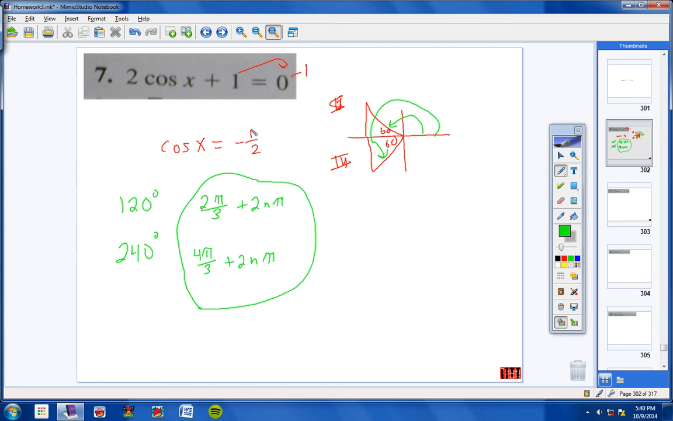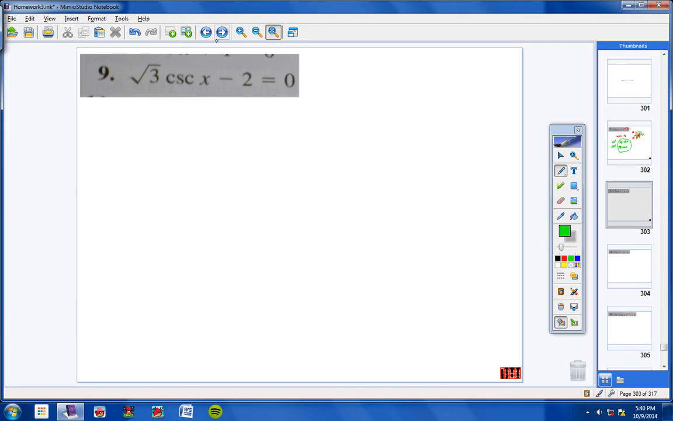And number 2, remember, you only check your answers when you have 2 different trig functions at the start of the problem, or if you've squared both sides. Neither one of those situations took place, so we do not need to check our answers. Okay, number 9, here we go.